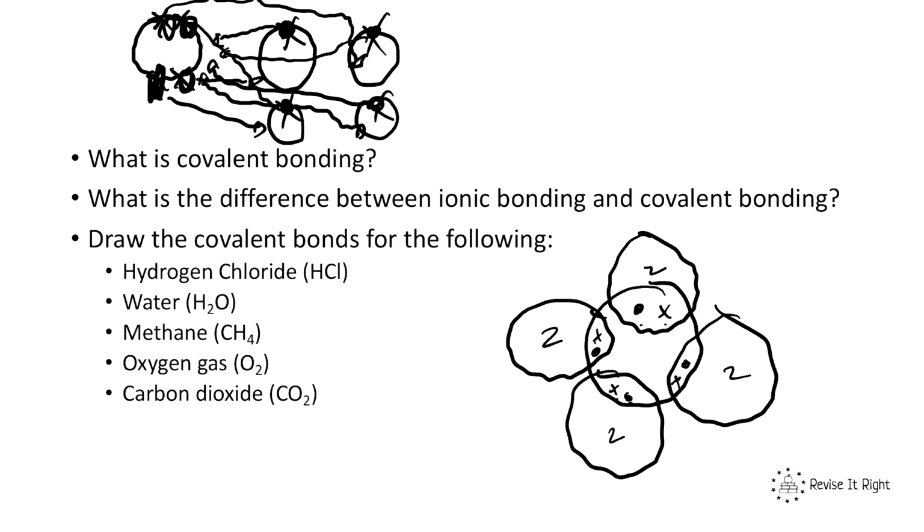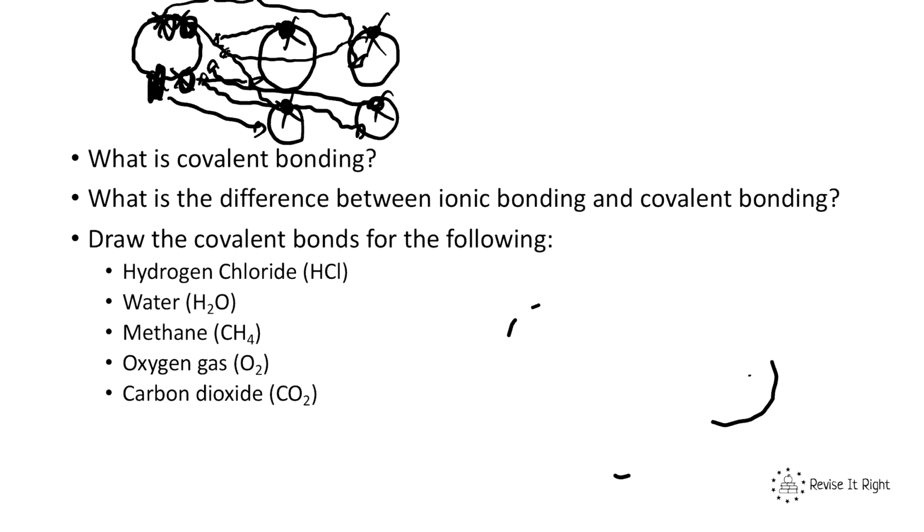This carbon needs 8, so we go 1, 2, 3, 4, 5, 6, 7, 8. So that carbon has 8, and therefore that is correct as well. Okay, so that is our answer for methane, something that looks like that. So well done actually if you got that one right. That was the hardest one so far, so well done.